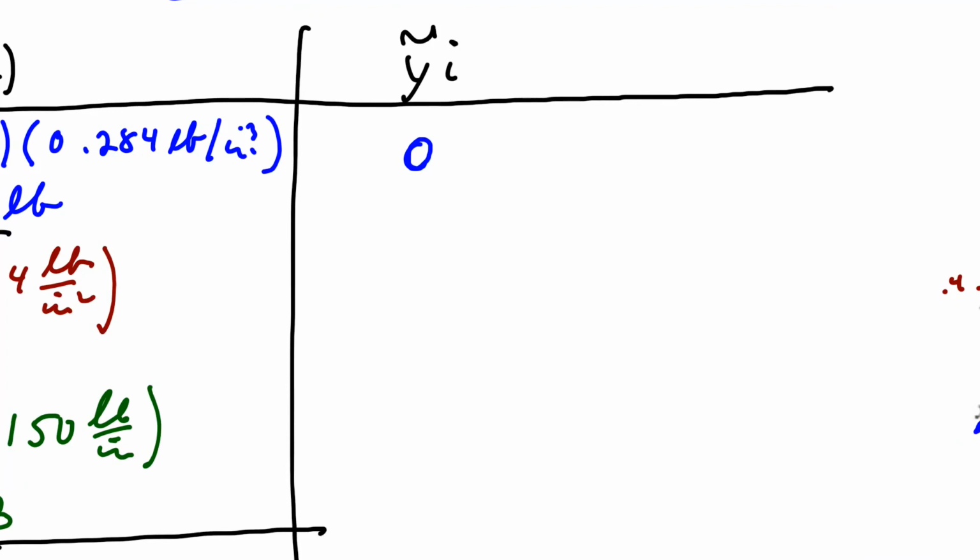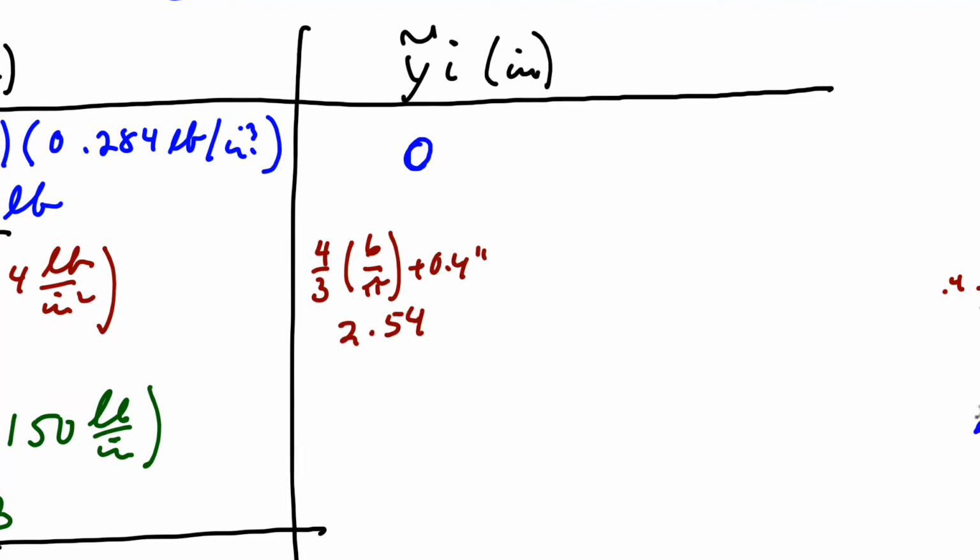We will have 4/3 times 6 over pi plus 0.4 inches. Okay, so if we calculate that out, we end up with 2.54 inches.